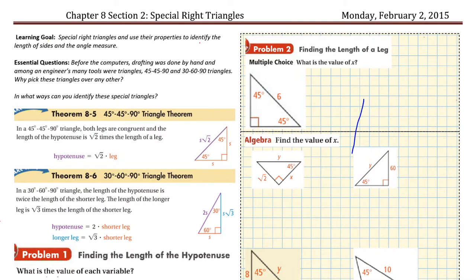So today we're going to talk about the 45-45-90 triangle and the 30-60-90 triangle. Both of these triangles have special properties that make it easy to find all their sides by knowing their angles. So let's look at the first one.